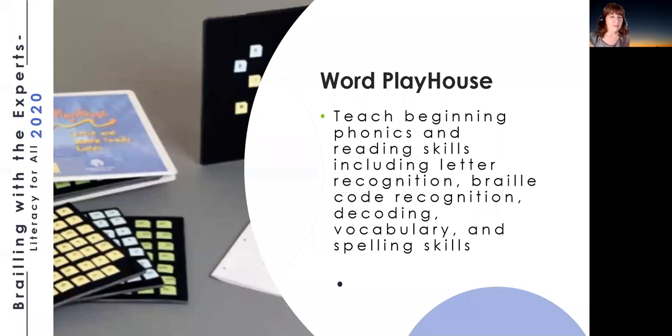I talked about this briefly when I went into, or it was actually shown when I did, the I Am Able curricula for students with multiple impairments. You can get either the curricula, the book itself, separately, or you can get a kit. One of the main things included within that kit is the Word Playhouse. So you can get the Word Playhouse as part of the I Am Able curricula kit, or you can order it separately. It teaches beginning phonics and reading skills.